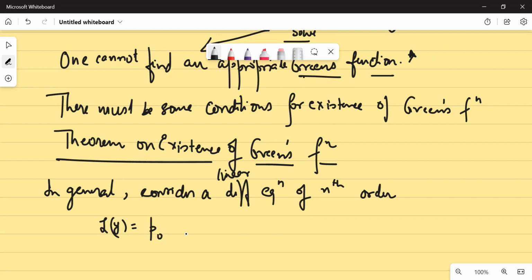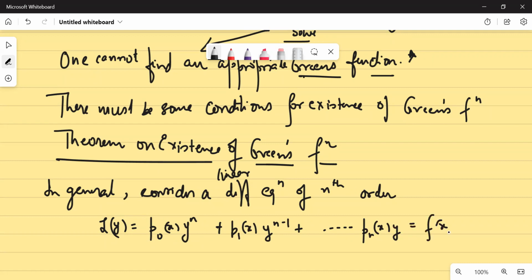And that linear differential equation of nth order is given by Ly equals P naught x y raised to power n, the derivative of y with respect to x, n times, and then you have P1 x y^(n-1), and then you have Pn x y. And this Ly, when executed, gives you some f(x), where f(x) is some forcing function or driving function. So what we are doing is trying to derive this in a very general way.